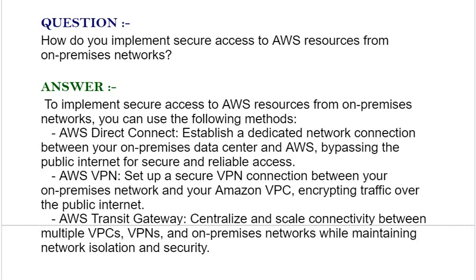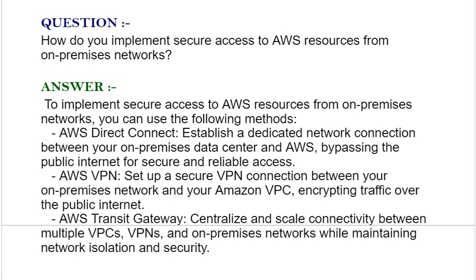First one is AWS Direct Connect. Establish a dedicated network connection between your on-premises data center and AWS, bypassing the public internet for secure and reliable access. Next point is AWS VPN.